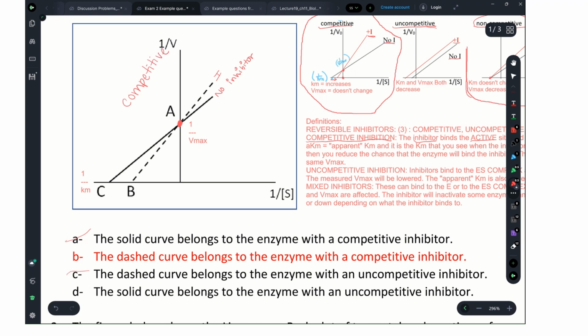And then D, the solid curve belongs to the enzyme with an uncompetitive inhibitor, and again, no, because we know that this is competitive. So B, the dashed curve belongs to the enzyme with a competitive inhibitor. Yeah, the dashed one. So that's how you figure that out.